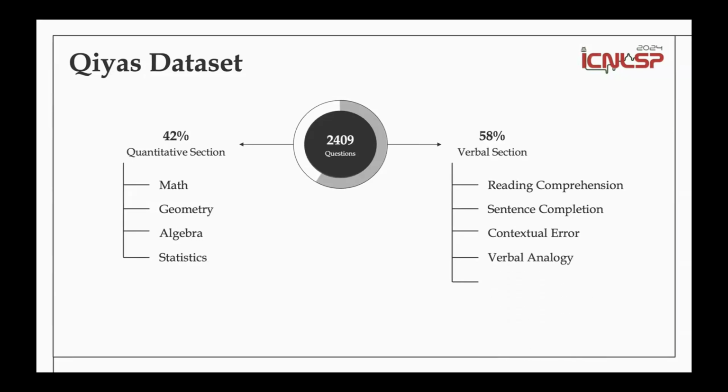For verbal analogy, there's a pair of words that has some kind of relationship, and the student needs to find the pair of words in the choices that has a similar relationship to the one in the question. As for the last question type, which is the anomalous word, the student is given 4 choices and needs to find the word that doesn't have any relationship with the other words.